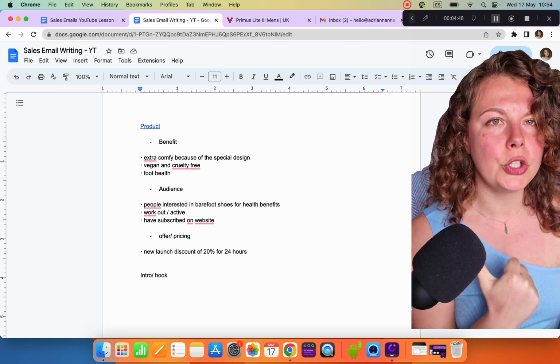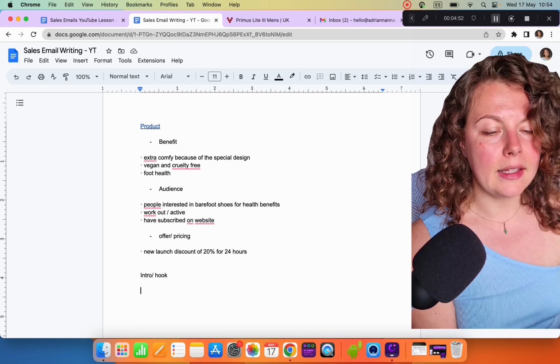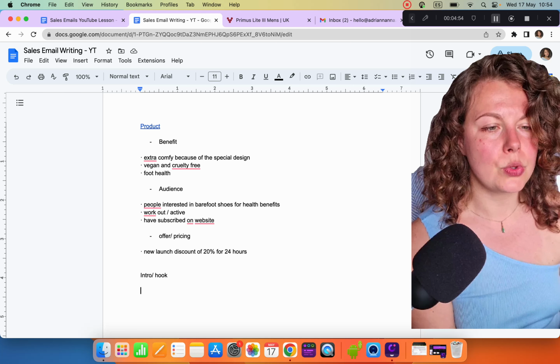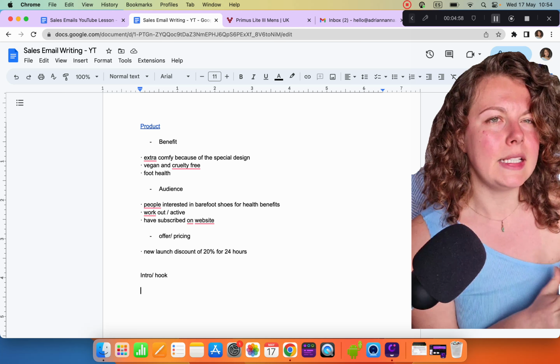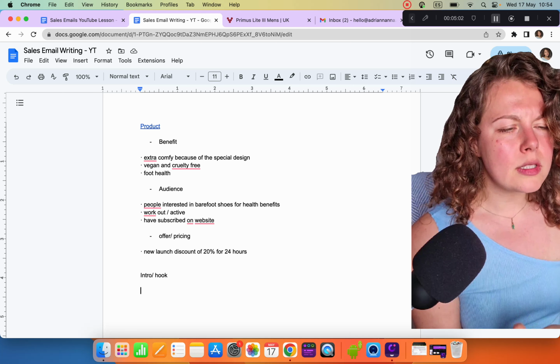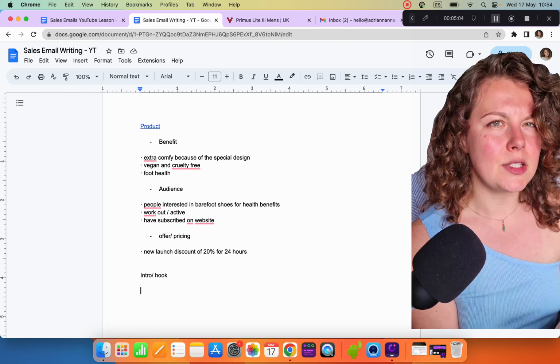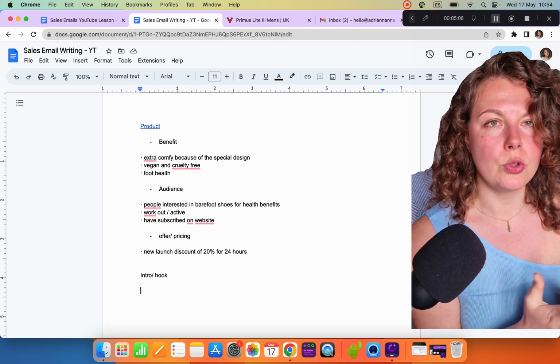Like, one hook in this situation could be telling them that they can get the pair of shoes at 20% off. So if they've been kind of putting it off because they didn't really know if they want to buy the shoe, or they felt it was a little bit too expensive for them, now is a perfect time for them to purchase it.